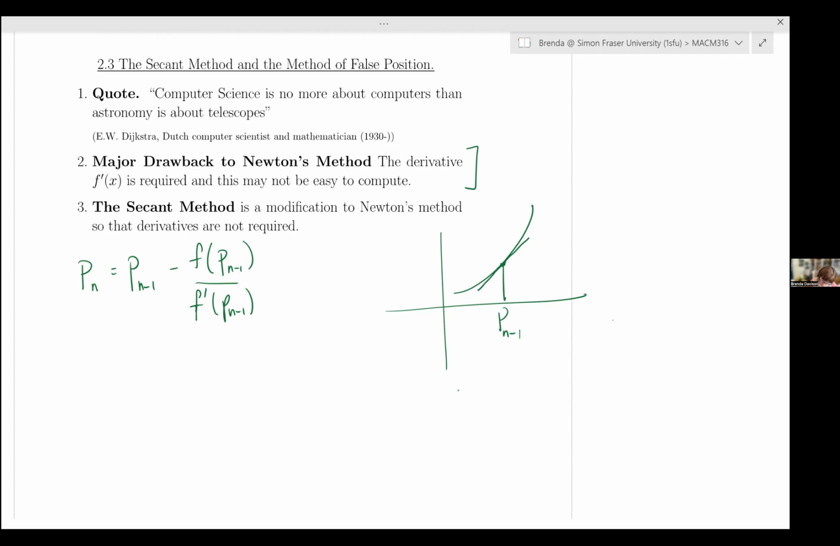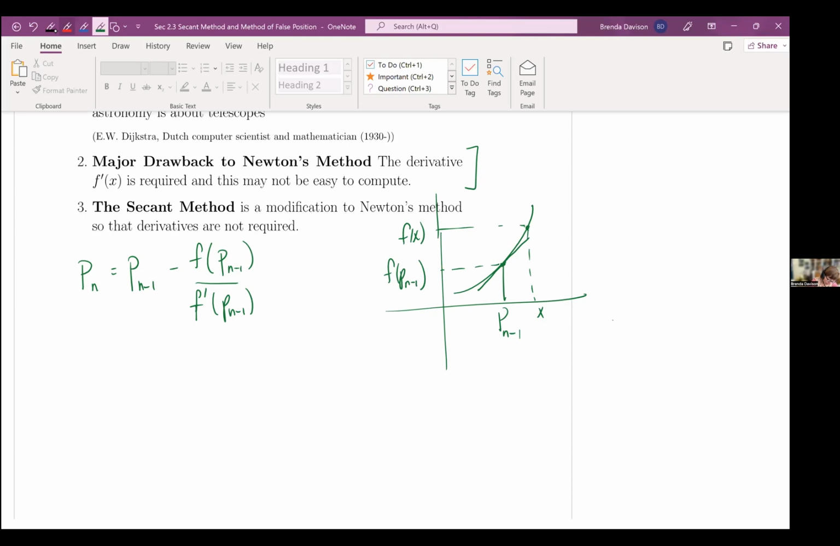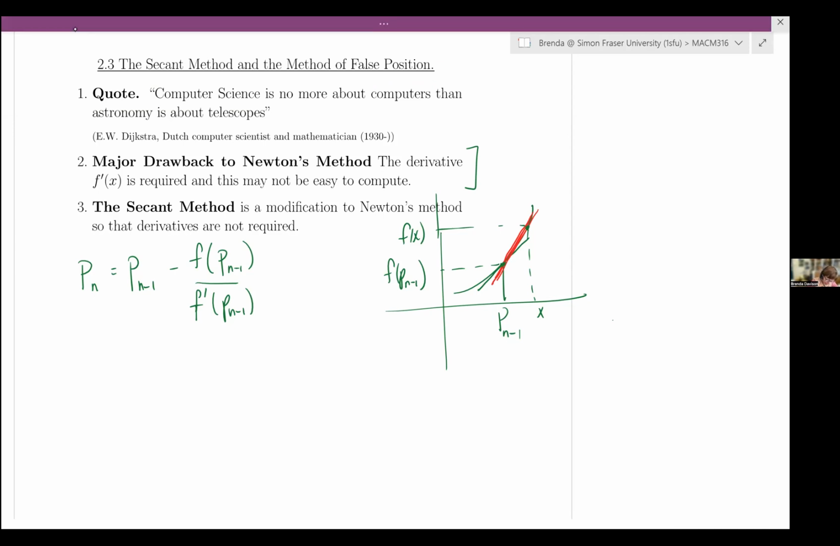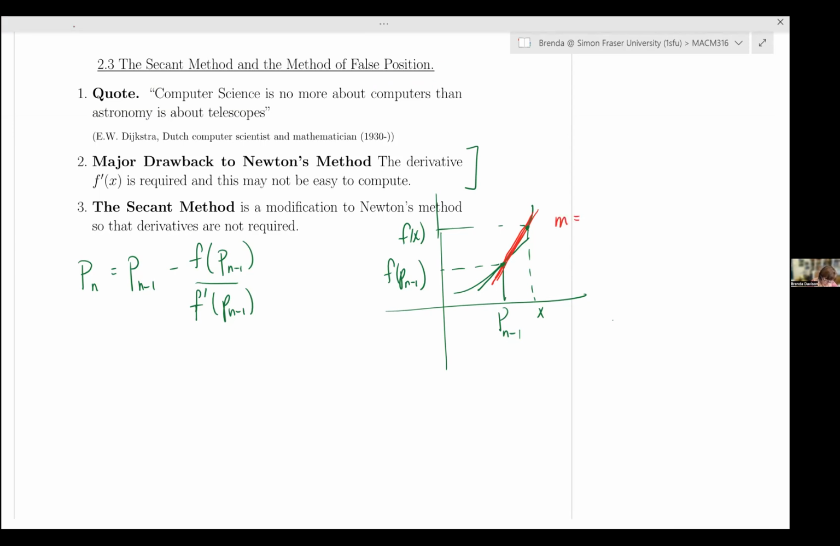With Newton's method, we're using the tangent line here, but in this case, what we're going to do instead is pick another value over here. Let me call it x, and then this value here will be f of x, and this value here would be f of Pn minus 1. We are then going to use the secant line between those 2 points as an estimate of the tangent line. That goes through the 2 points, and the slope of that secant line is the delta y over delta x.